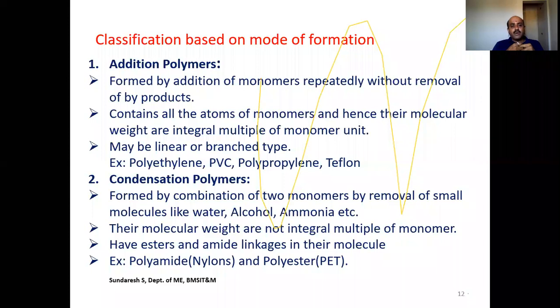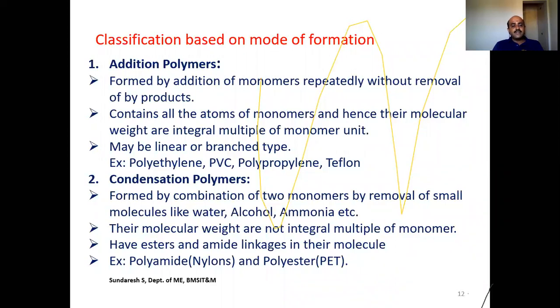And this type of polymers will contain all the atoms of the monomers, and hence their molecular weight is an integral multiple of the monomer. Means, since it is a combination of many monomers, the molecular weight of each monomer contributes to the molecular weight of the polymer. And this type of polymers may be linear or branched type. Examples are polyethylene, polyvinyl chloride, polypropylene, and Teflon.